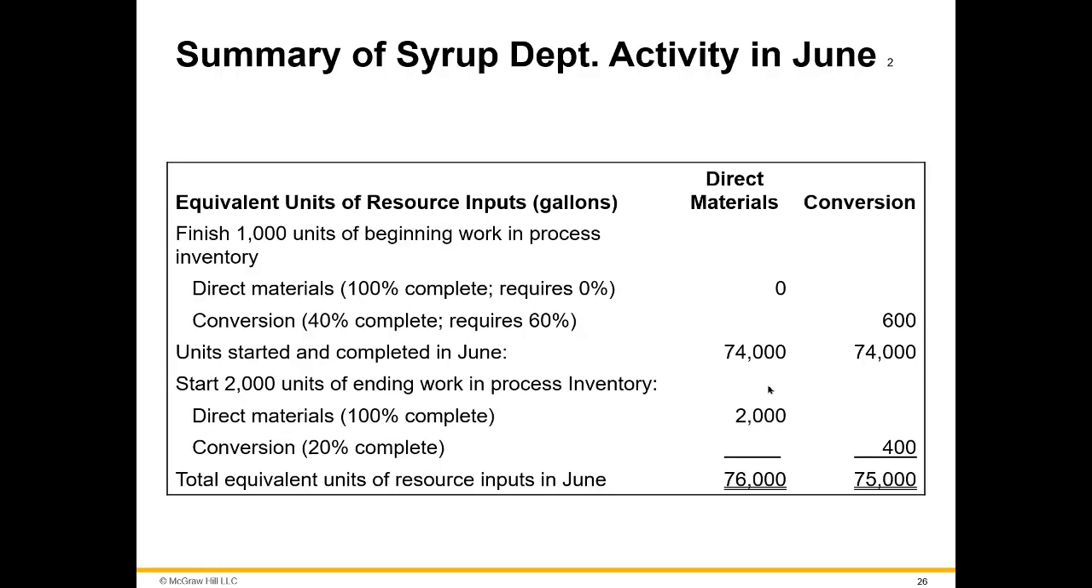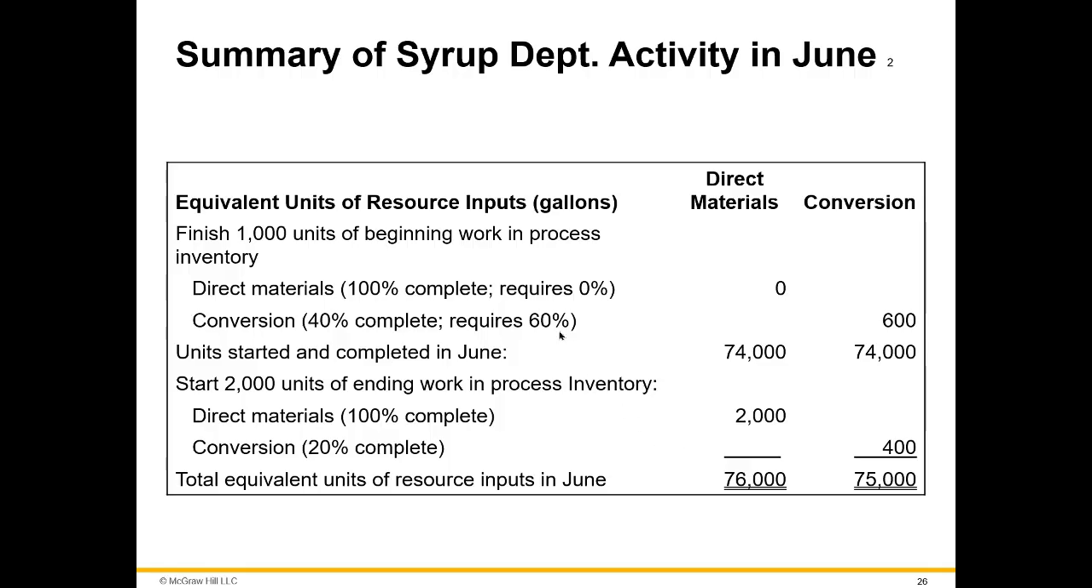Okay, so if we're looking at our direct materials and then our conversion costs, we can see how this would look. The direct materials are 100% complete. We don't have to do anything there for that 1,000. But the units started and completed were 74,000, and we had 2,000 at the end, and so 74 plus 2, because it already is 100% complete, so 76,000.